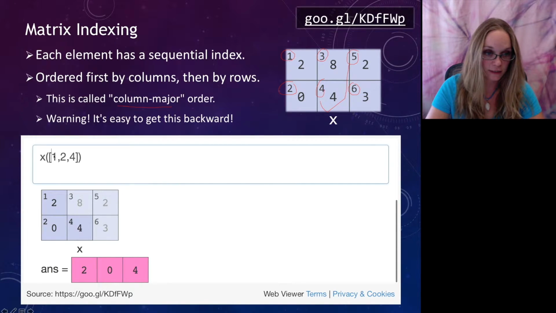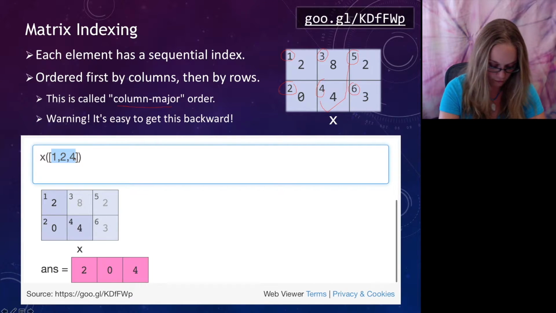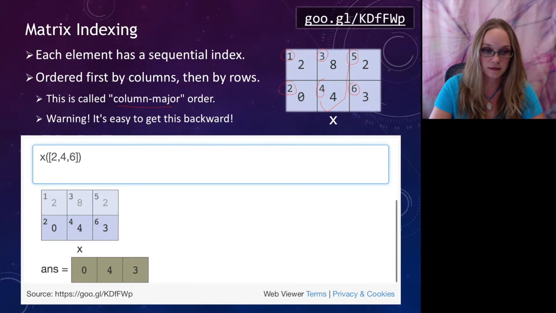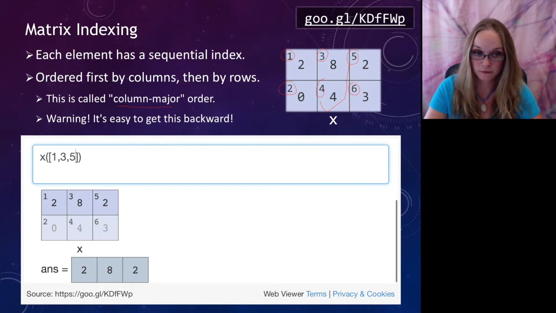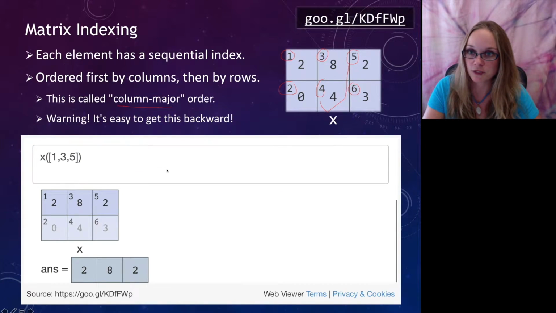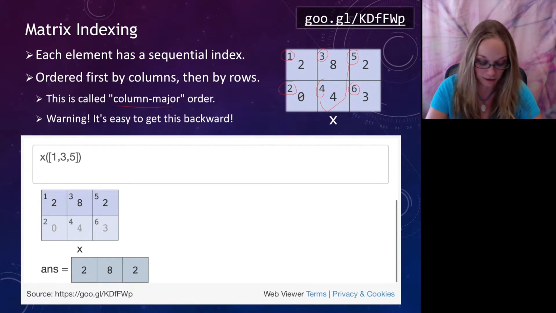All right. Other examples of what you can do: if you take 2, 4, 6, this gives you the bottom row. If you do 1, 3, 5, this gives you the top row. Again, these numbers only work for this particular matrix. If you have a different size matrix, then the element indices mean different elements.